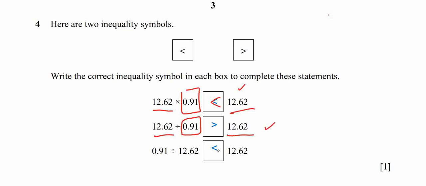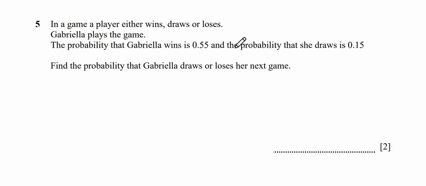Next, 0.91 divided by something greater than it, 12.62. Of course, it will be smaller than 12.62. That will be the answer. Next. So for this particular question, we don't have to count exactly how much that is. So we just use logic for math. Next number. Here we go. We are in question 5.